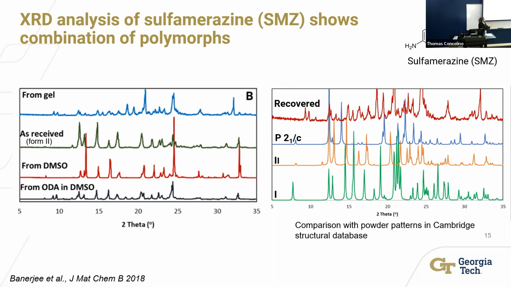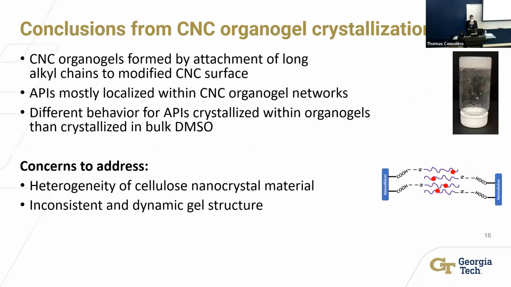And because it was kind of a mess, we compared it to powder patterns in the Cambridge Structural Database. We were able to see that we had a mixture of different forms, definitely form 1 and 2. And the closest other match we can find is this one that doesn't have a normal name, I guess, P210C. So a less common polymorph. And so we're seeing this mixture of polymorph forms when we are doing the crystallization in these gels.